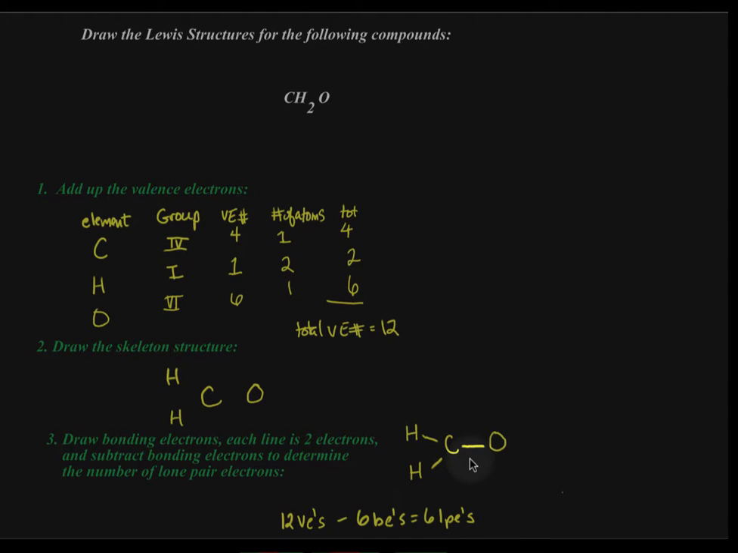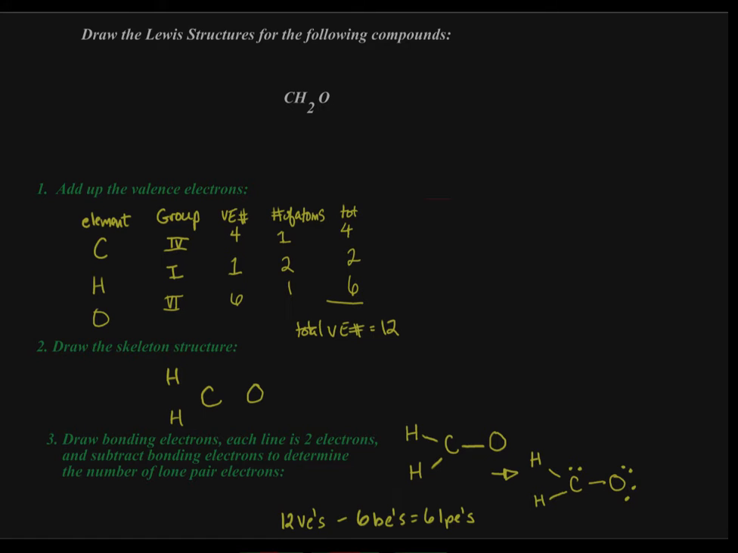All right, so once we get that sorted out, what we need to do is draw in those lone pair electrons. So we're going to put 2 on carbon to satisfy that octet. Okay, so it has 8 electrons around it. And then here, oxygen gets the remainder.